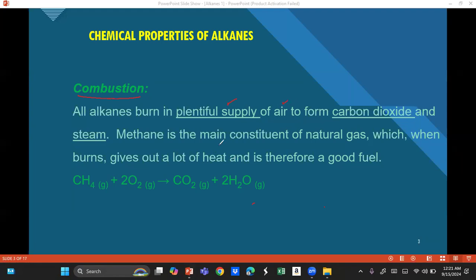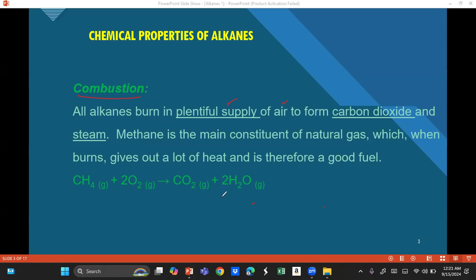So why did I underline this one? In CAIE, the examiner expects students to underline the main, central idea in the answer. The factor or the word which is more important and has an impact on the concept, you had better underline that one. This will be good for you.